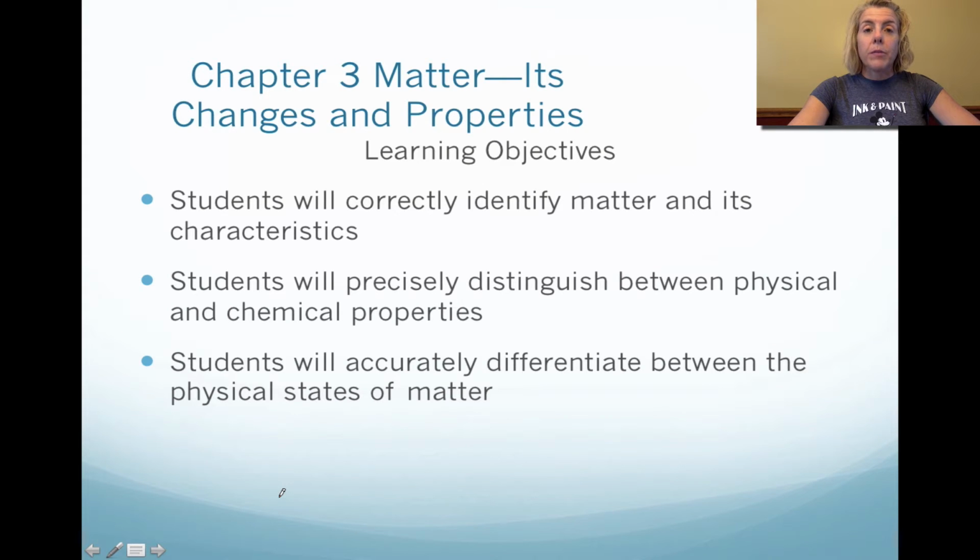This is Chapter 3, Matter, It Changes and Its Properties, Part 1. As you see before you, the learning objectives for this part of the video are correctly identifying what is matter and the characteristics of matter, then distinguishing between physical and chemical properties, and then lastly, differentiating between physical states of matter and chemical change.